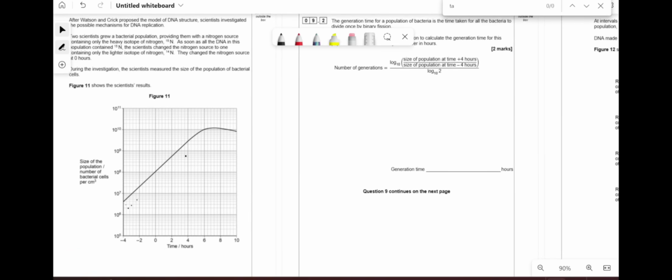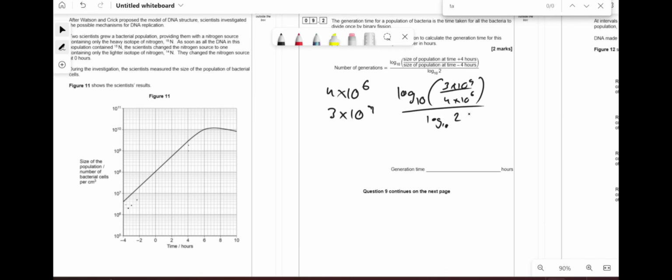1, 2, 3, 4. So we've got 4 times 10 to the 6 there. Then at 4 hours, you've got 1, 2, 3. So 3 times 10 to the 9. You have to count the first one on logarithmic graphs. So then you just slap it into the formula, which would be log 10 of 3 times 10 to the 9 over 4 times 10 to the 6, over log 10 of 2. And that gives you the number of generations, which is 9.5507.